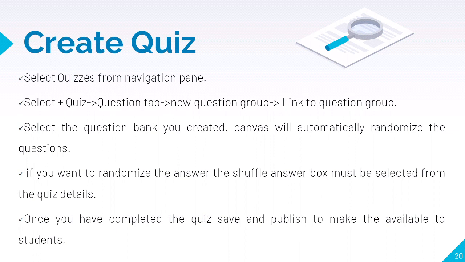So you have to go for the question bank you have created and Canvas will automatically randomize the questions you have selected. If you want to randomize the answers, the shuffle answer box must be selected from the quiz details. Once you have completed the quiz, save and publish to make it available to the students.